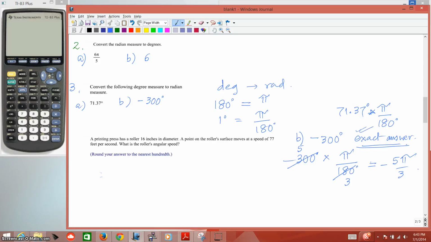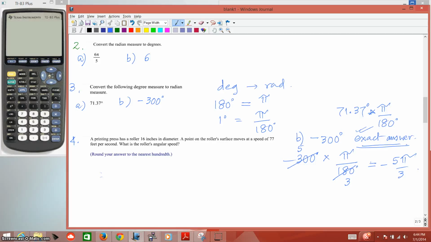The fourth question is a little tricky but a very simple idea. A lot of students asked about this particular question, so I decided to address the common mistakes they are making in the lab. This one talks about a printing press that has a roller 16 inches in diameter. A point on the roller surface moves at a speed of 77 feet per second. You have to find the angular speed.